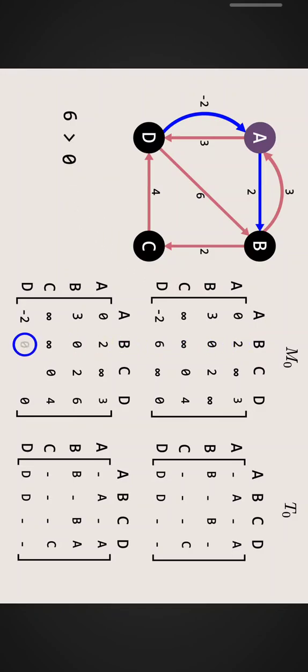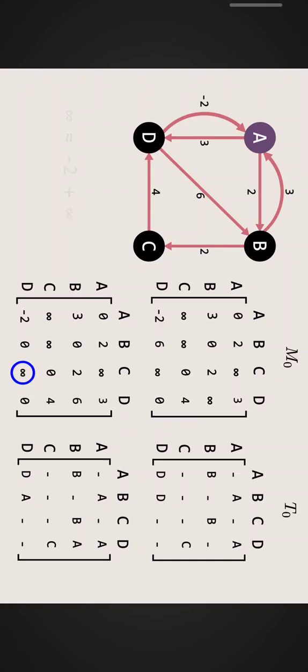So we update it to 0 and set the previous node to A, since the path is coming via A. Next is the path from D to C. Currently, the shortest path has a cost of infinity. If we look via A, the cost of going from D to A is -2, and from A to C is infinity, meaning there is no path yet, so we will not update it.